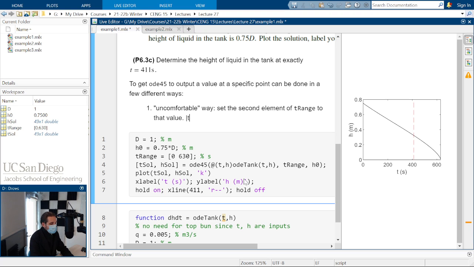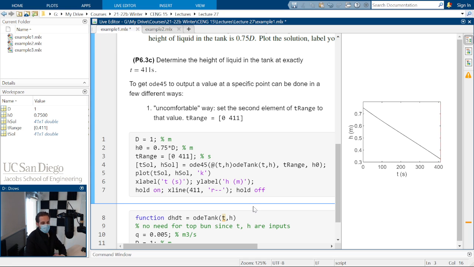So in other words, that means something like t range will be 0 to 411. If I just come down here and replace this 630 with 411 and run that, it'll just run right up to 411, and there you go. You've got it right up to 411. The last element then of hsol corresponds to 411 in time, I should say.